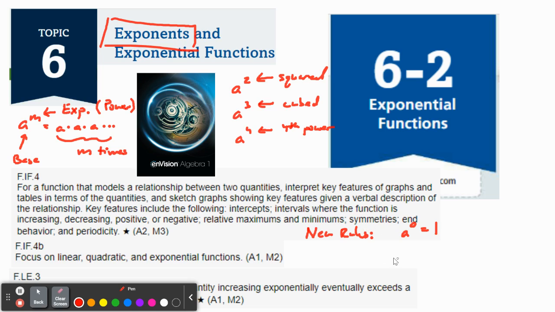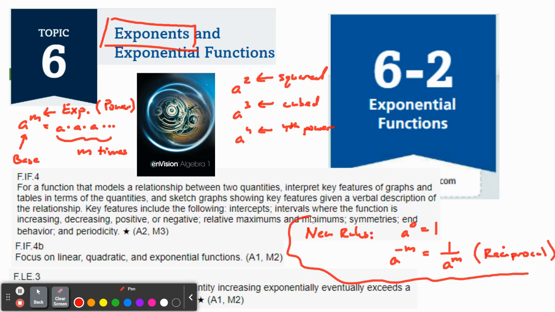The other rule is the negative exponent rule. If I have a to the negative mth power, it's going to reciprocate your base. So a becomes 1 over a, and then the exponent turns positive: 1 over a to the positive mth power. I like to call this the reciprocal rule. So you have the zero exponent rule and the negative exponent rule, which is the reciprocal rule. These two rules need to be remembered when we talk about evaluating exponential functions. All right, that's your quick review on exponents.